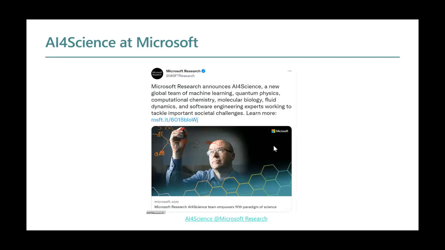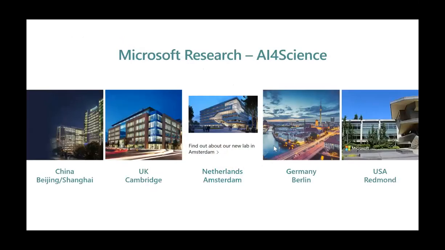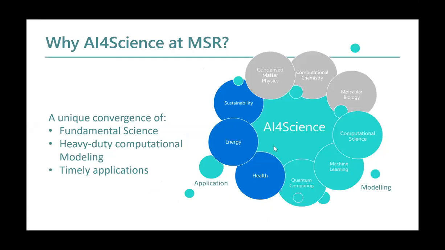So this is an initiative that started last summer, and basically, Microsoft Research has invested some amount of money in developing a team of machine learning and physical science experts to tackle challenges in the field. We have, at the moment, 5 labs, one in Shanghai and Beijing, Cambridge, Amsterdam, Berlin, and Redmond. And we basically believe in the project that we are at a unique convergence of fundamental science, heavy-duty computational modeling, machine learning advancements, such that we can really solve outstanding issues in natural sciences, in condensed matter, computational chemistry, molecular biology, and do so with the tools of machine learning.